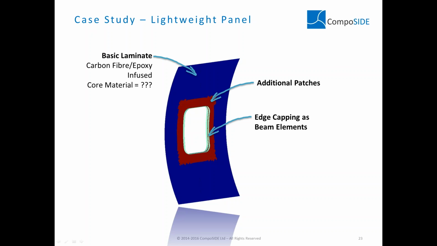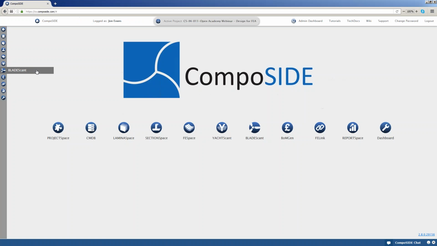So from previous experience, I know that to keep weight and cost down, I wanted to find patches around the cutout, as you can see there in the red. And I'm also going to add the edge capping in as beam elements just to stiffen this up during the analysis. Okay, so if we jump into CompoSIDE.